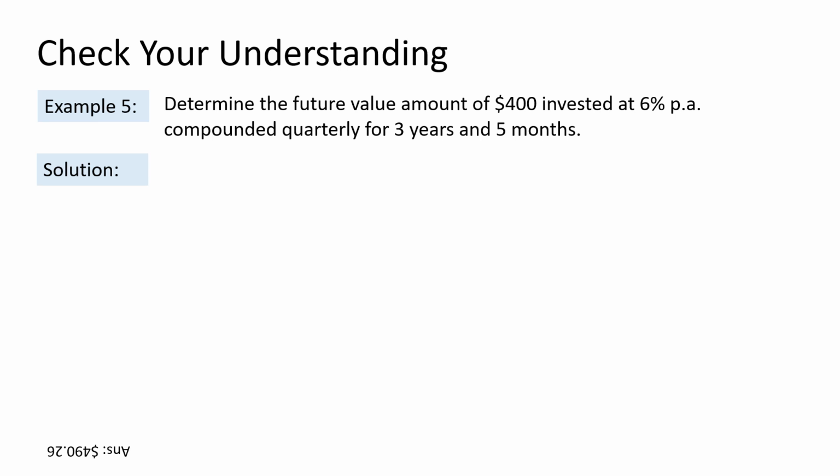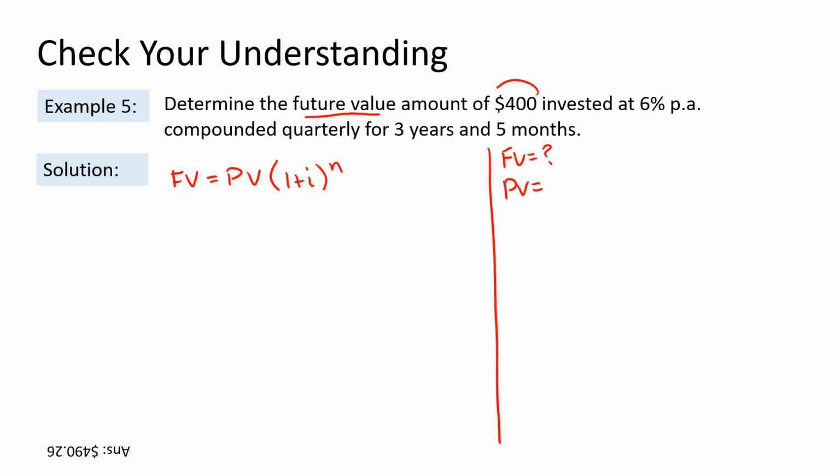So once again, we're looking for the future value. So that means we go back to our formulas, and we have a formula for future value. It's equal to our present value times 1 plus our periodic interest rate to the exponent n. So again, we focus on our sidebar here. We don't know what our future value is. That's what we're trying to solve. What we do know is our present value. We're investing $400, so our present value is $400.